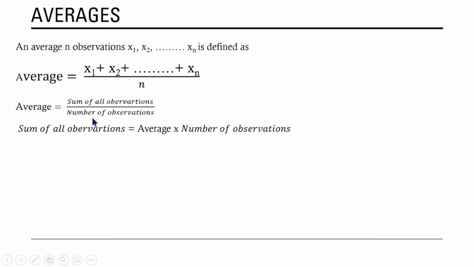Now from this we can find the sum of all observations. If we cross multiply, we get sum of all observations is equal to average into number of observations. So these are the two relations that we have to remember. Average is equal to sum of all observations upon number of observations, and from this we can find the sum of all observations as average into number of observations.